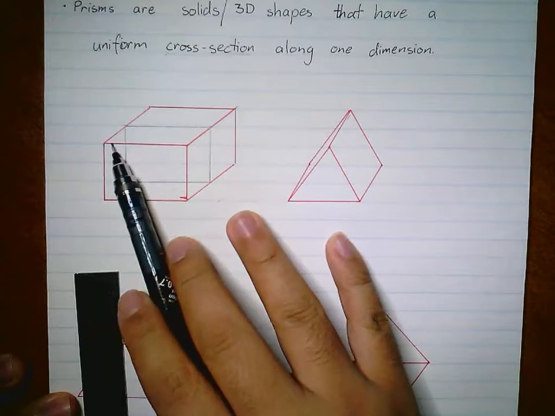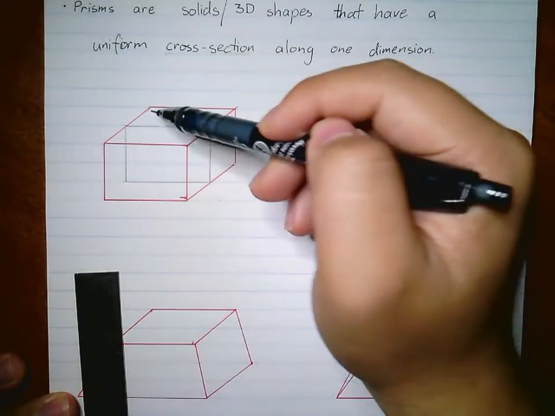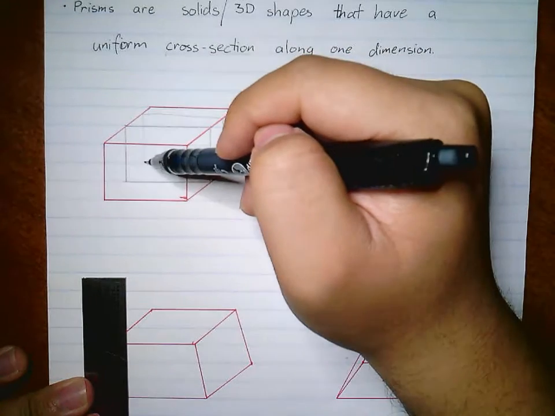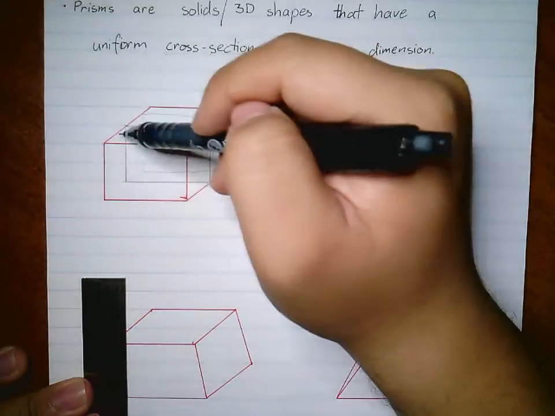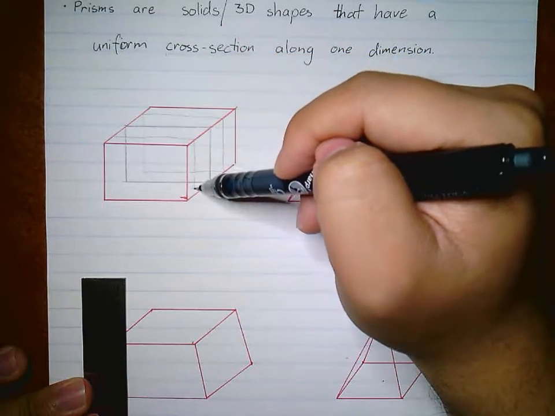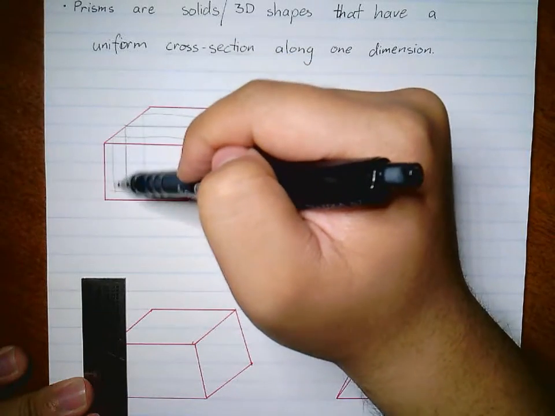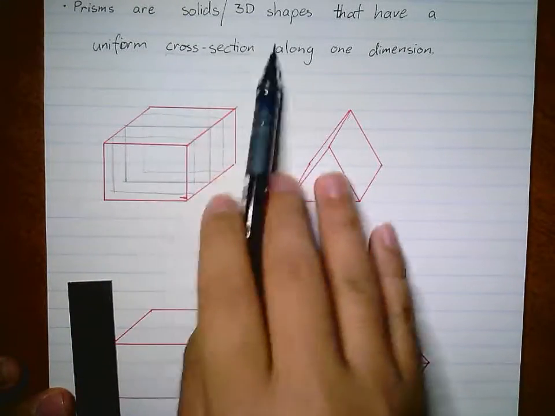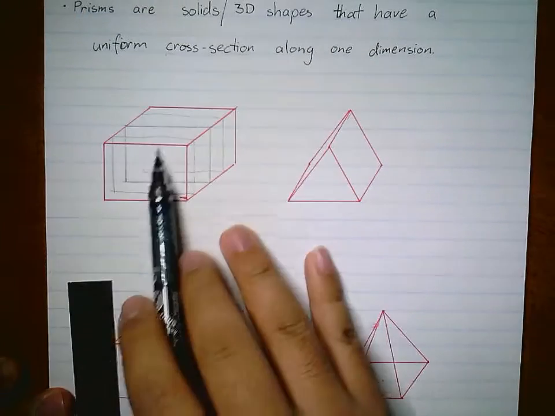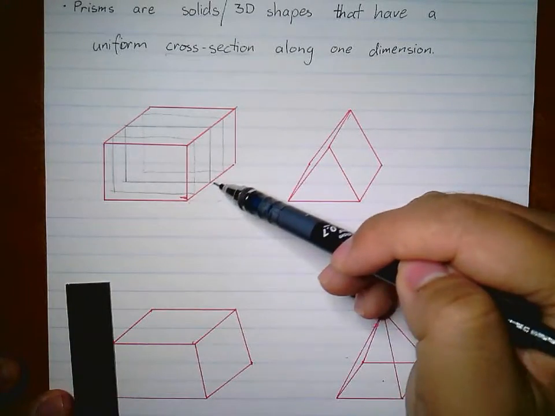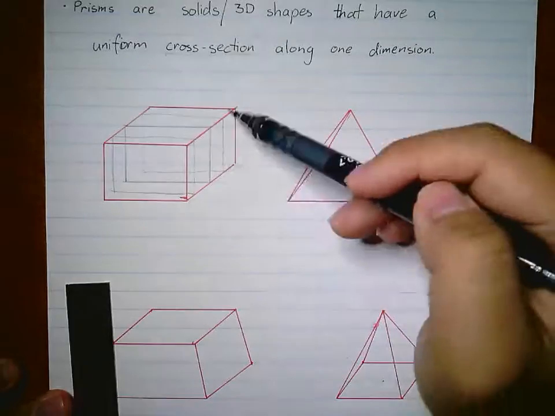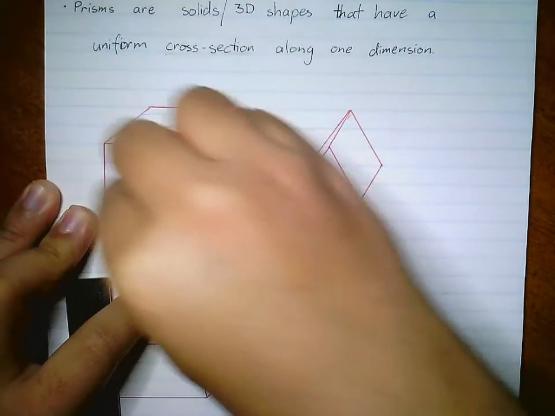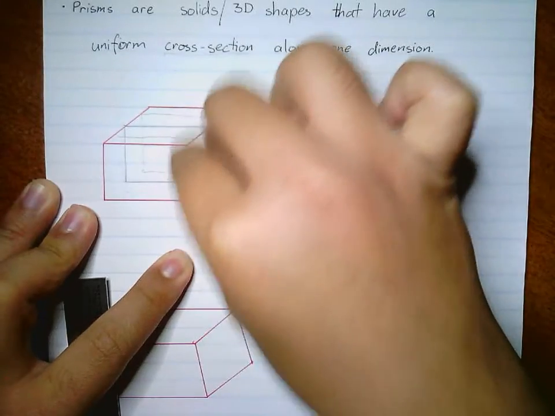And can you imagine that no matter where we chop it along here, so we could have chopped it here, and it would still have made the same shape all the way through. So if we chopped it along here, the shape would still be a rectangle. So in this case here, the cross section is a rectangle, and because the cross section is the same along this dimension, so no matter where we cut it along this direction, we always get a rectangle. So because of this, the first shape that we have here is indeed a prism.